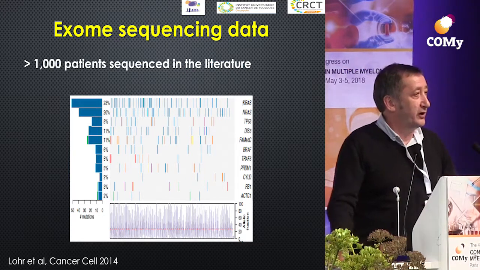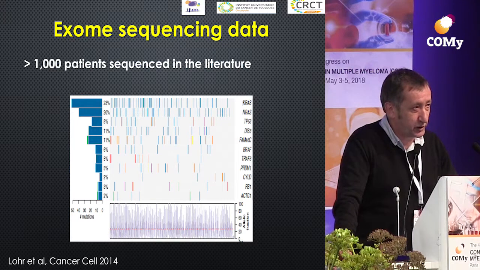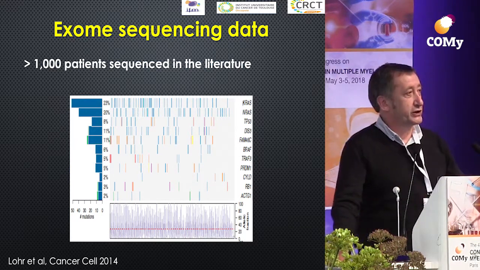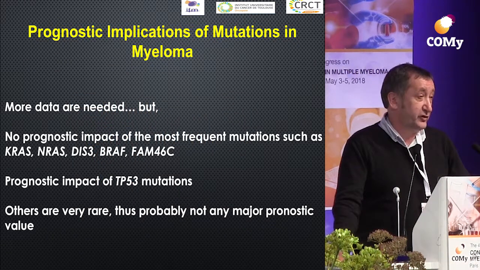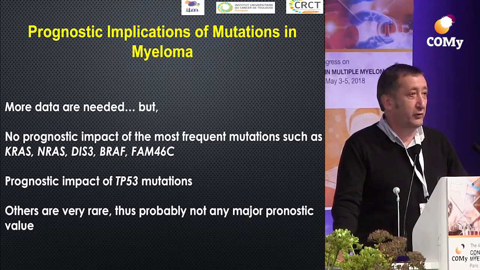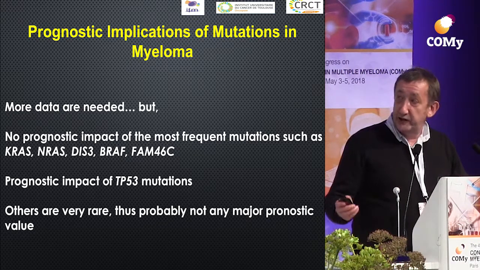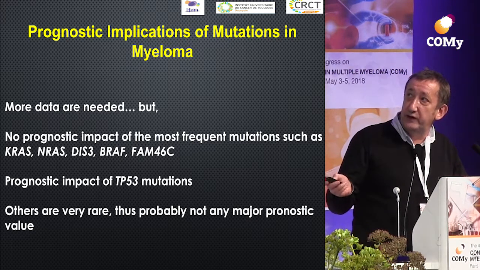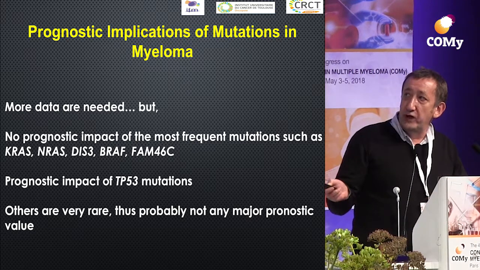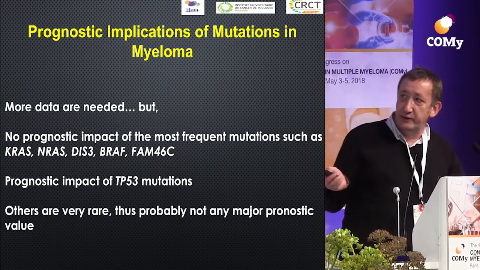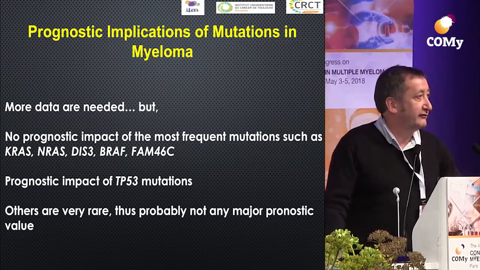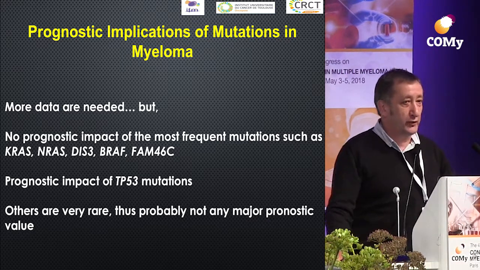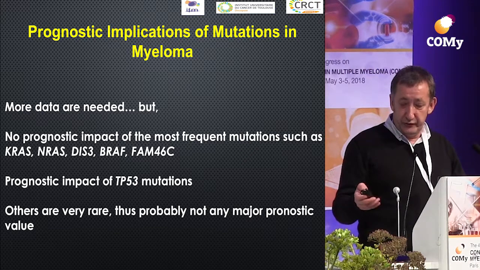So again, myeloma is very heterogeneous, and it is very difficult to propose a classification based on these abnormalities. In the future, probably we need more data, but again, we have more than 1,000 patients already sequenced. It has been shown that all the most frequent abnormalities have no prognostic impact. The only one with high risk is TP53 mutations, usually observed in patients with 17p deletion. The others are very rare. So maybe we will identify very rare mutations with a good or poor prognosis, but again, I'm not sure it will be very useful.